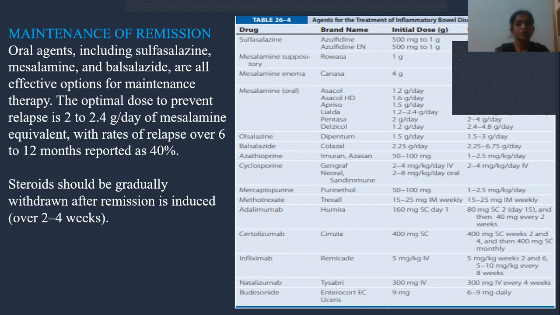Steroids should be gradually withdrawn after remission. Once we put the patient on steroids, if the disease is very severe, initially we'll put him on IV steroids. Then we'll convert to oral steroids. Then we'll decrease the dose from TID to BD to OD. And then slowly, gradually, we have to stop or withdraw the steroids in case of maintenance or remission.